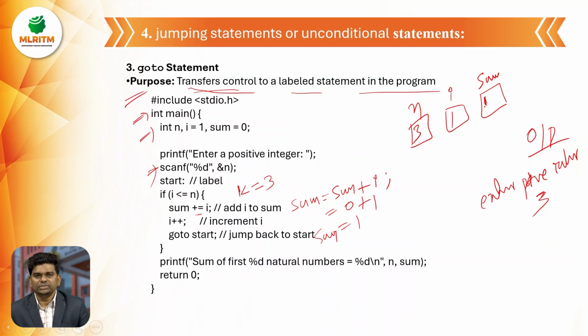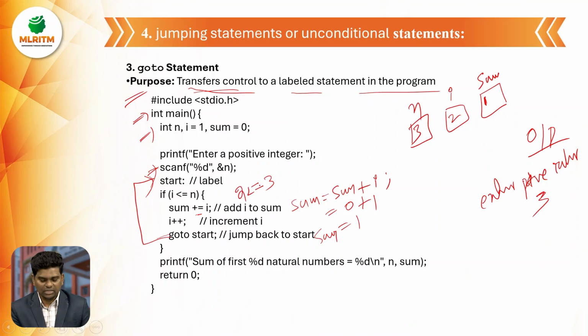After that we have i plus plus, which means the i value is updated to 2. Then the next statement is goto start. See, when the compiler reaches the goto start here, it immediately transfers to the start label because we have a goto here. In the start label, we have one if block, right? What is that if block? i less than or equal to n. We are testing. Now, what is the current value of i? In memory we have 2.